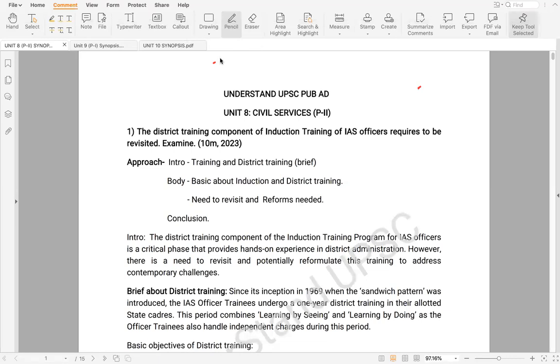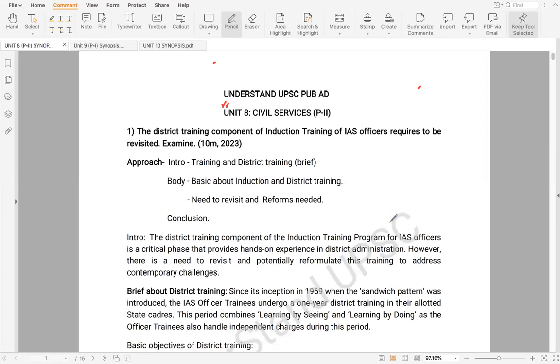So we'll get started. If you have any doubts, you can ask me before. Otherwise, we'll start directly with the questions. Okay, so we'll start with unit 8 of paper 2, which is civil services. This is also directly linked to unit 9 of paper 1, which is personnel administration. Although both of them are very interlinked, we'll be covering them separately.